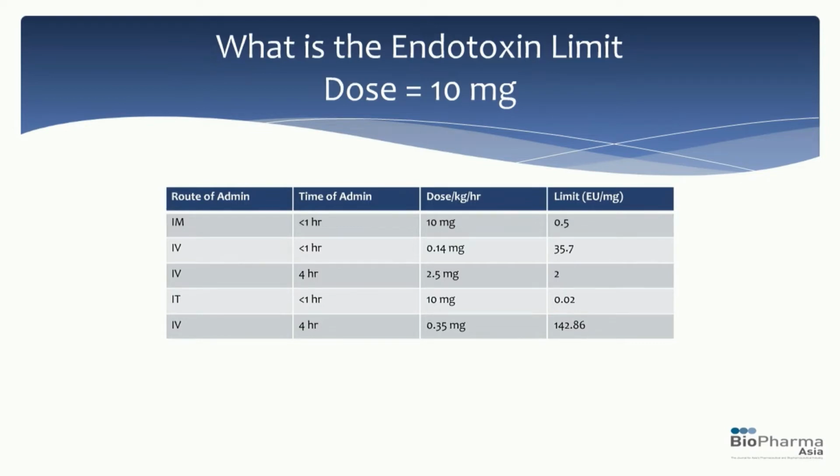In the end, you can see here all of these various ways that we can think about the endotoxin limit for a dose of 10 milligrams. We end up with a lot of different endotoxin limits: 0.5, 35.7, 2, 0.02, and 142. So we have to really pay very much attention to the dosing.